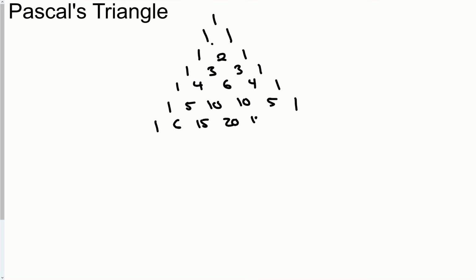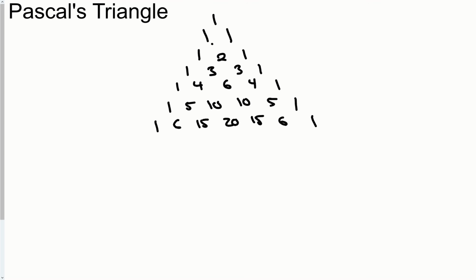Okay? So I start with a 1, add these 2 to get a 3, add these 2 to get a 3, and then I finish with a 1. 1, 4, 6, 4, 1 for row number 4. Add these 2, 10. Add these 2, 10. Add these 2, 5 and 1. And you can keep this going as long as you needed to.